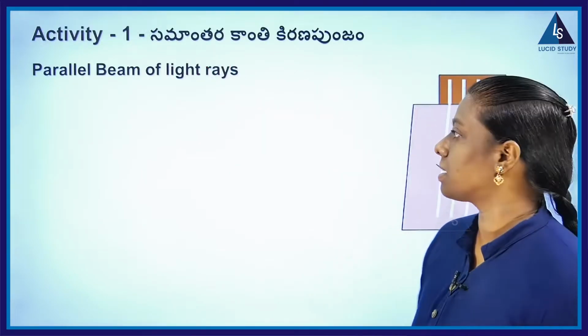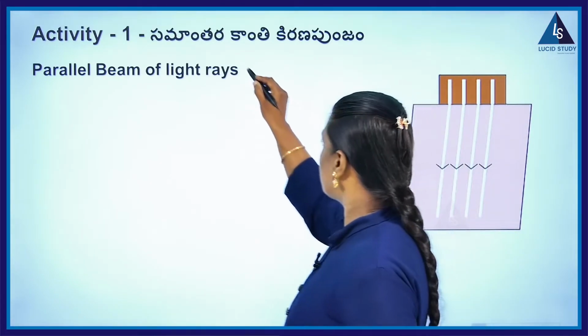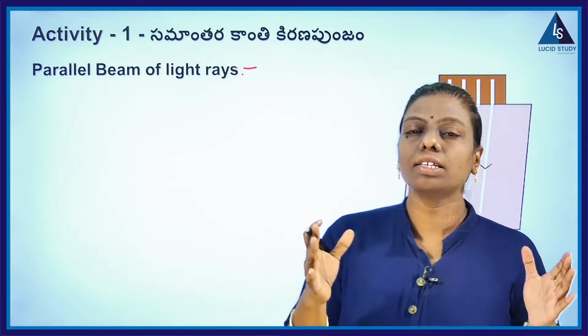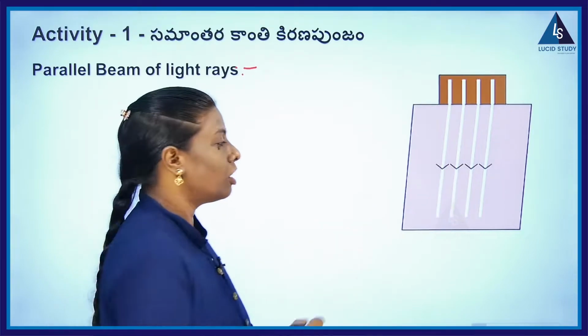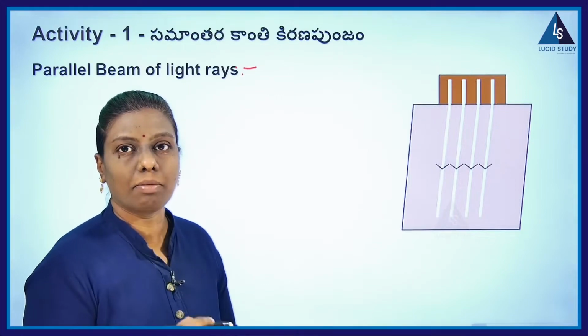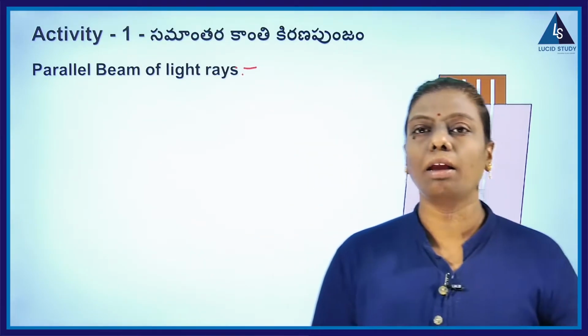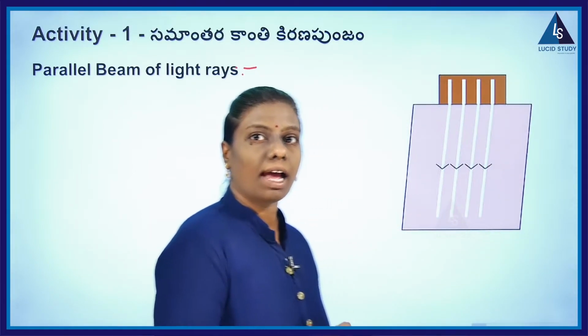So next let us discuss the parallel beam of light rays. A parallel beam of light rays indicates that the light rays travel parallel to each other. If you observe here, they travel parallel to each other, which says that it is a parallel beam of light rays. To understand this situation, here is a simple activity.